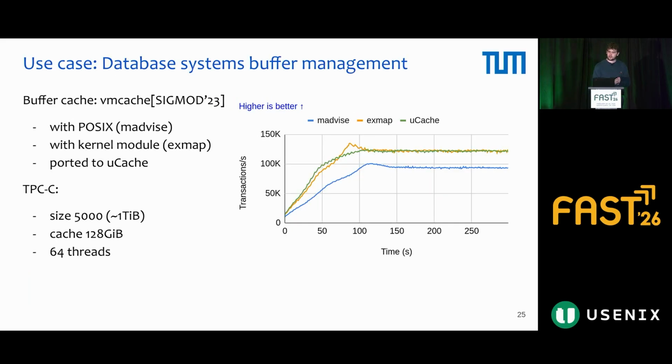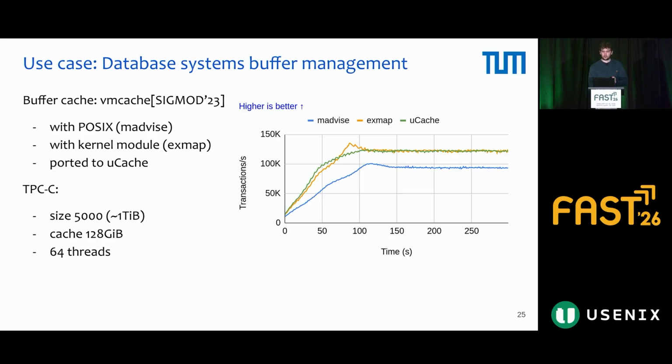For our buffer manager use case, we use VMCache, which is a state-of-the-art buffer manager. VMCache enforces transactional safety via fine-grained concurrency control, and uses an anonymous memory-mapped region and explicitly manages the cache using either POSIX with the madvise syscall or with the custom kernel module xmap. We port VMCache to use uCache and customize a replacement policy to respect transactional safety.